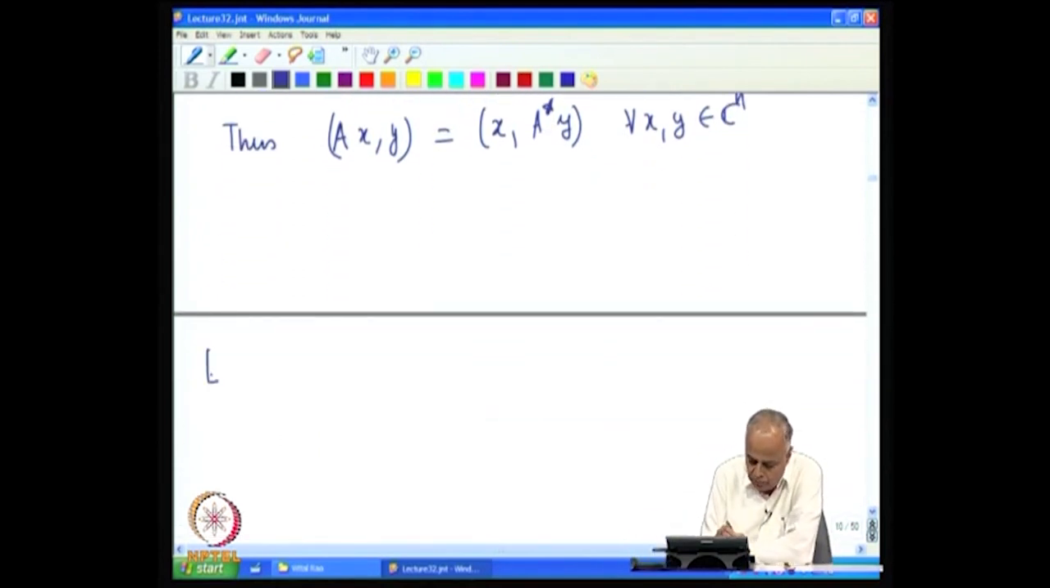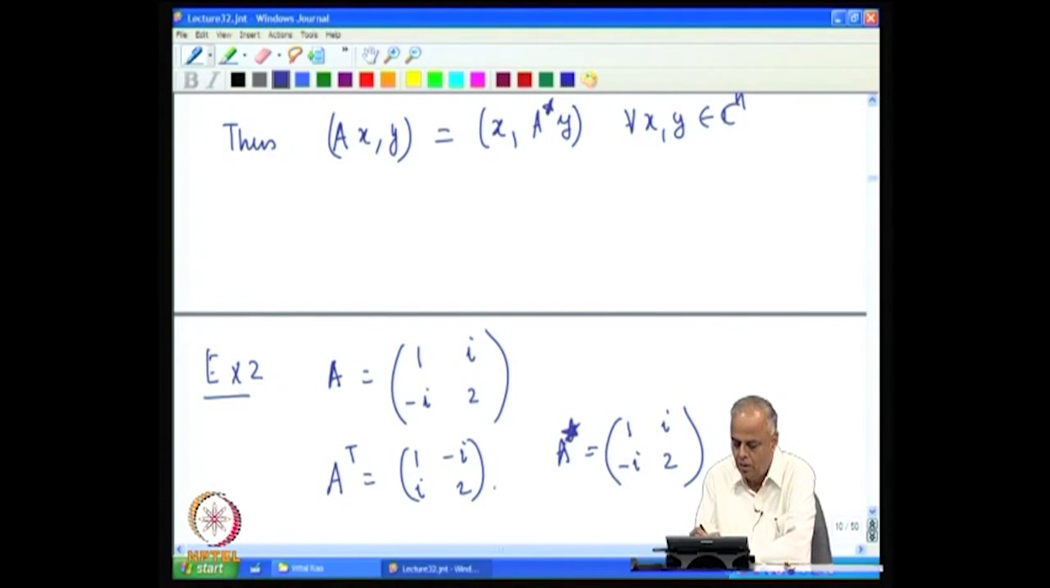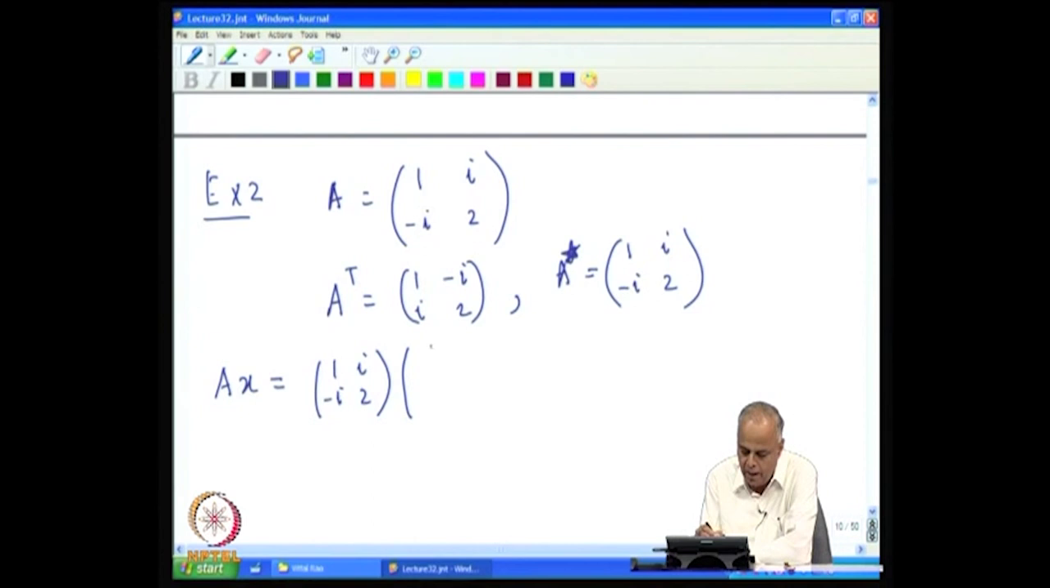Let us look at another example. Let us take A to be 1, i, 2, minus i. Now in this case, what is A transpose? It is 1, i, minus i, 2... and A star is the conjugate of the transpose. So it is 1, i, minus i, 2. We have to conjugate the A transpose to get A star. So again, what is AX? AX is A times x, where x is x1, x2. If you now take the product, I get x1 plus i x2, minus i x1 plus 2 x2.